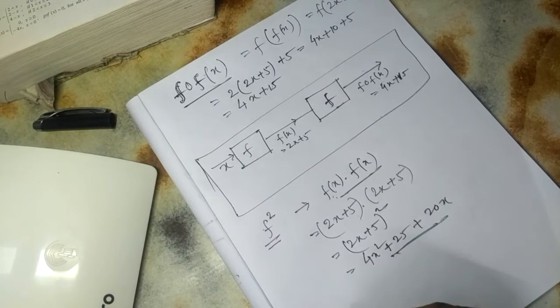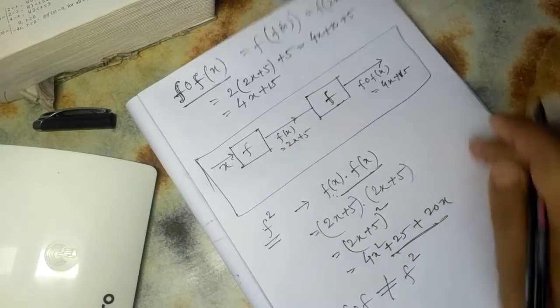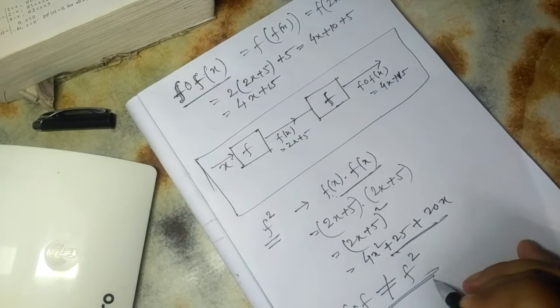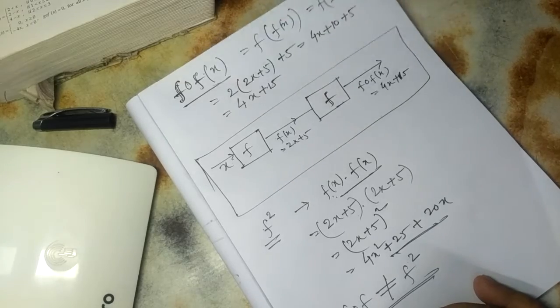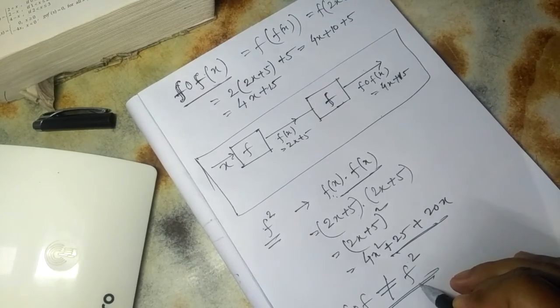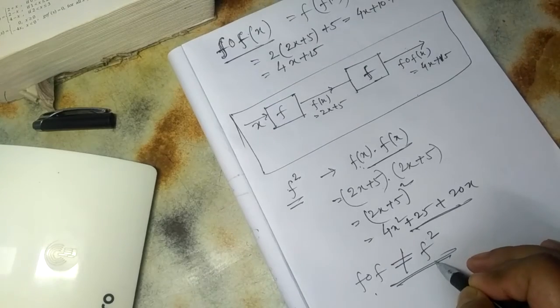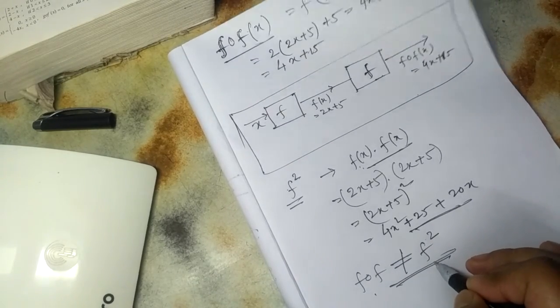So f o f is not equal to f square. f o f and f square are not the same. f o f is a composition of functions, whereas f square is an operation on functions, that is a product. So this much for today. Thank you.